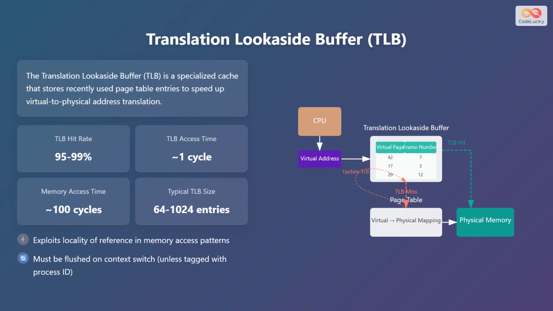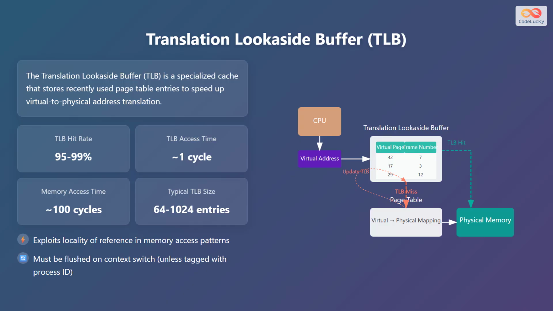Translation Lookaside Buffer, also known as TLB. The Translation Lookaside Buffer is a specialized cache that stores recently used page table entries to speed up virtual to physical address translation. The Translation Lookaside Buffer acts as a cache for page table entries, storing recent translations to reduce the need to access main memory for every address translation.